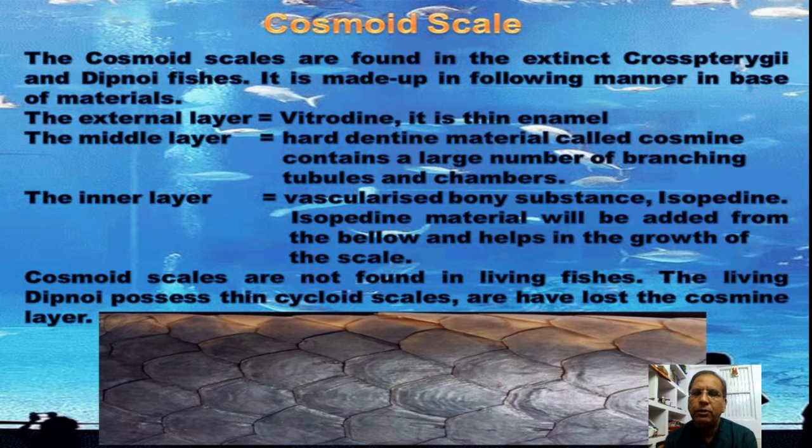The middle layer is the hard material called cosmine, containing a large number of branching tubules in chambers. The last and inner layer is the vascularized bony substance known as isopedine. Isopedine material is added from below and helps in the growth of the fish. So the inner layer, made up of isopedine, is responsible for the growth of the scale. Cosmoid scales are not found in the living fishes.